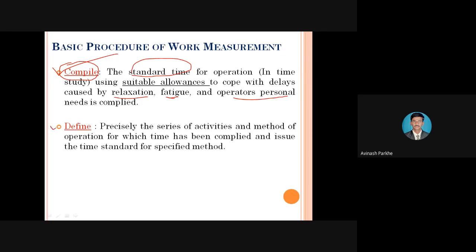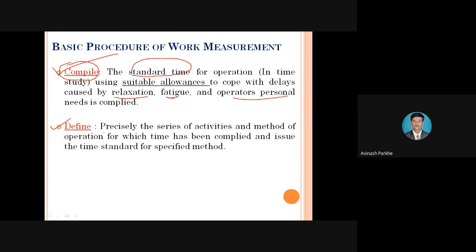And at the end, the last step is called define. Whatever new method we have defined, and whatever standard time we have calculated for that new method, we have to define it. Maybe we have to present that modified method in front of management. Management will think about whether the method is modified or not, and whether the new method takes less time or more time. Management will take the decision, and once management gives the green signal, we can implement that new method for further manufacturing.